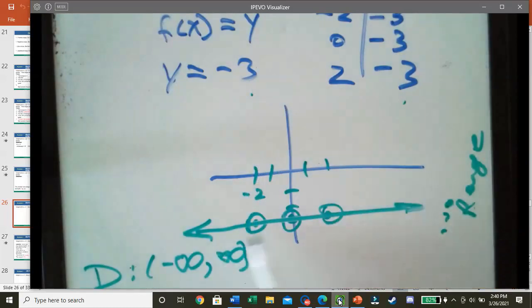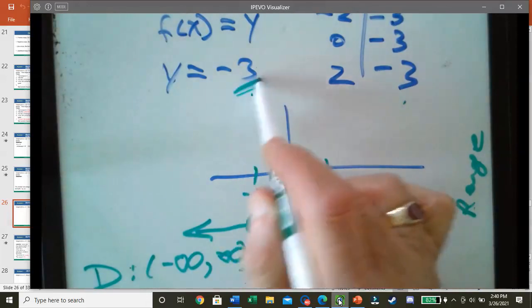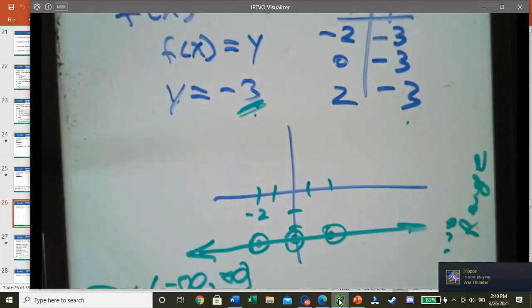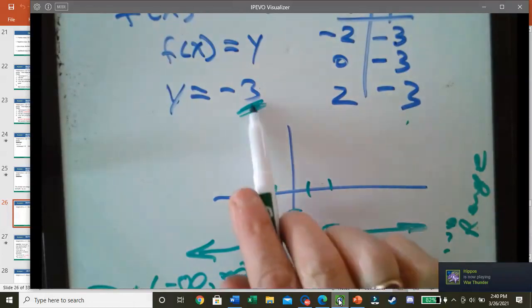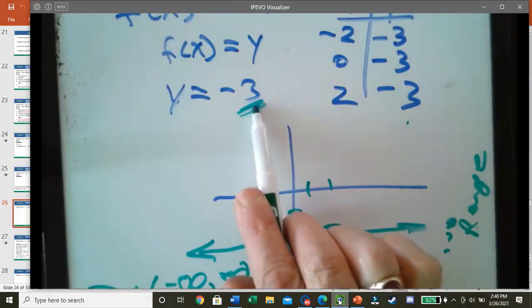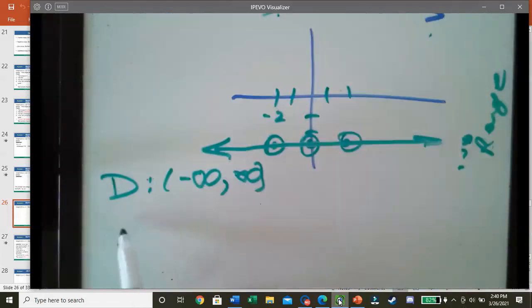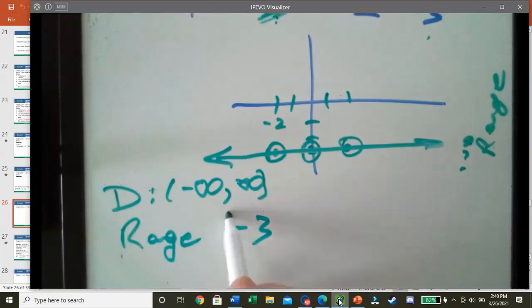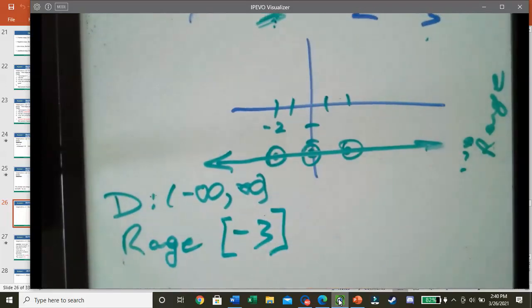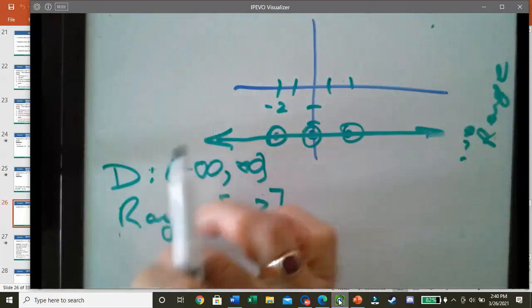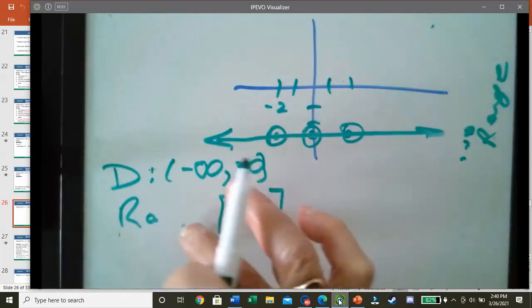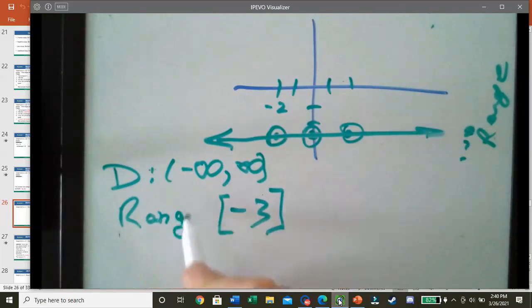Where's that single point? Is right there. -3, right? So your range is -3, and it's a bracket. Okay? So it's only a single point for the range. I need my end, it didn't come out too well. There we go. That's better.